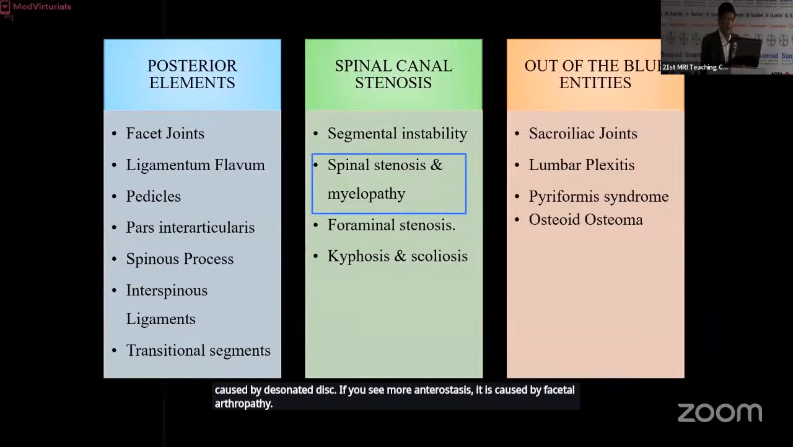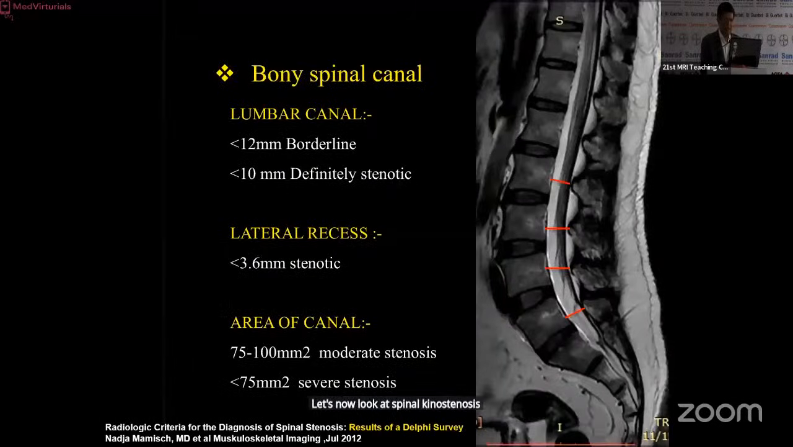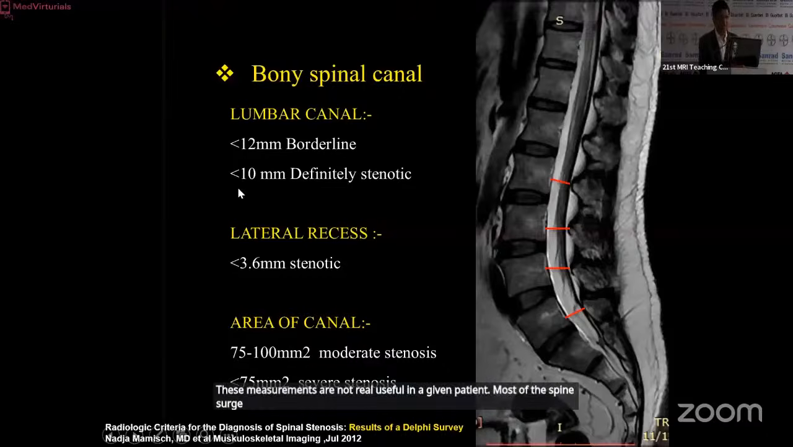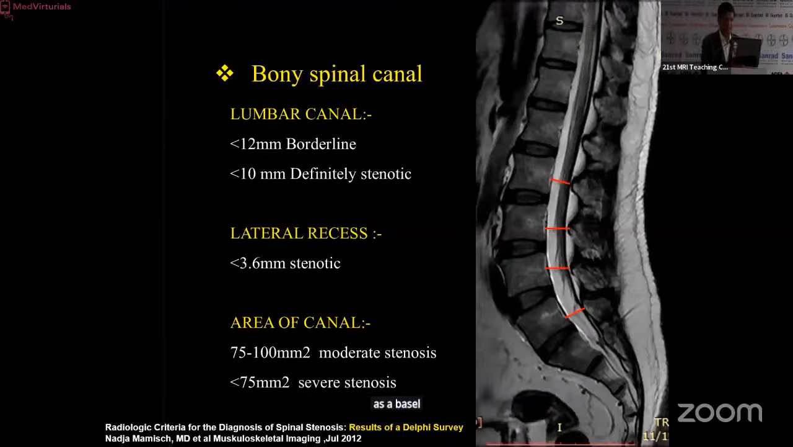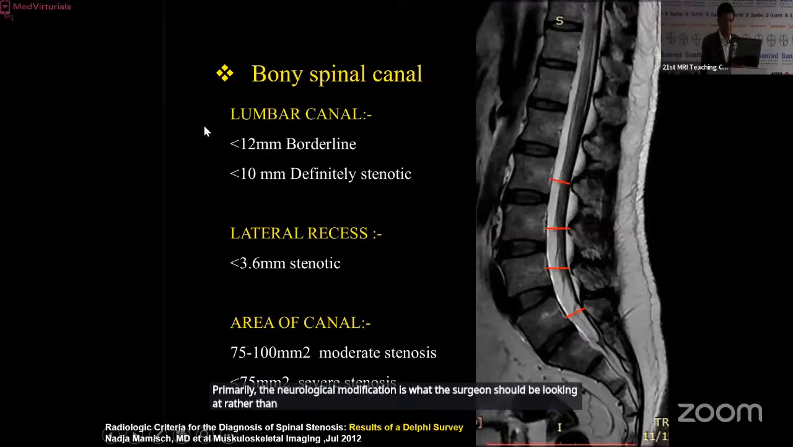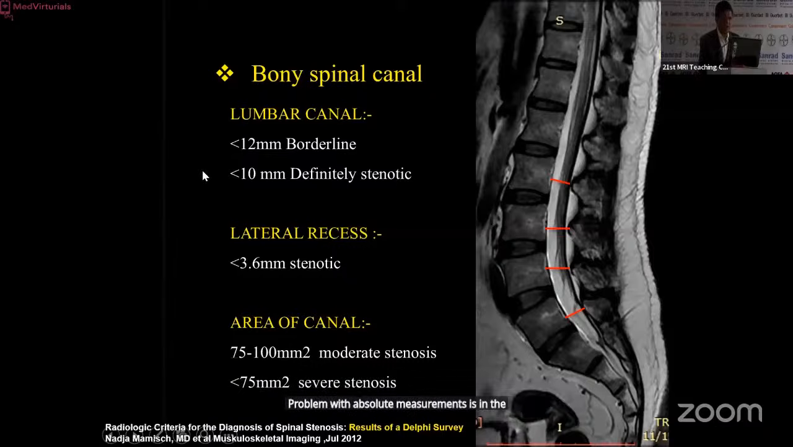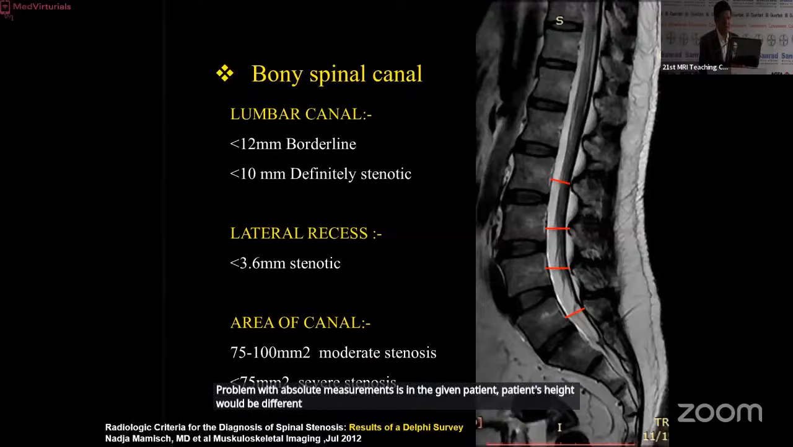Let's now look at spinal canal stenosis and its definition. As Malini said, these measurements are not really useful in a given patient. Most of the spine surgeons would ask for this because you can use that as a baseline to decide what the patient has. Primarily, the neurological condition is what the surgeon should be looking at rather than looking at absolute measurements. Problem with absolute measurements is in the given patient, the patient's height would be different, the patient's canal structure would be different.